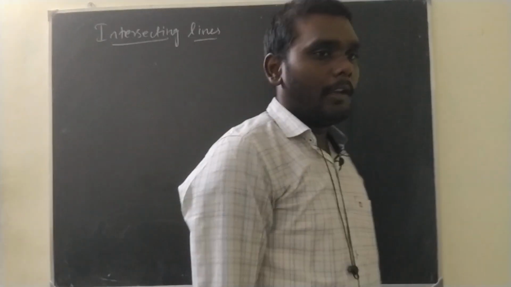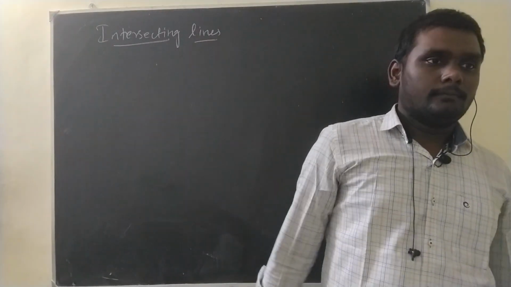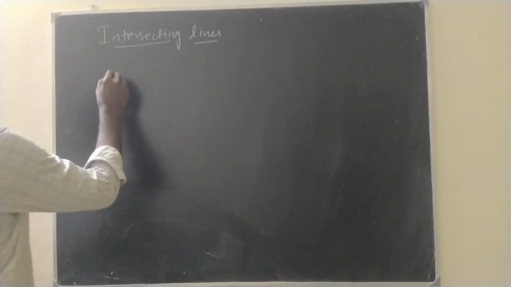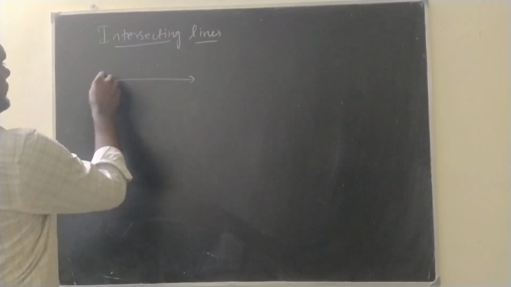Intersecting lines. So when I say lines, I am talking about plural, more than one line. Okay. If two or more lines, first we'll take two lines.